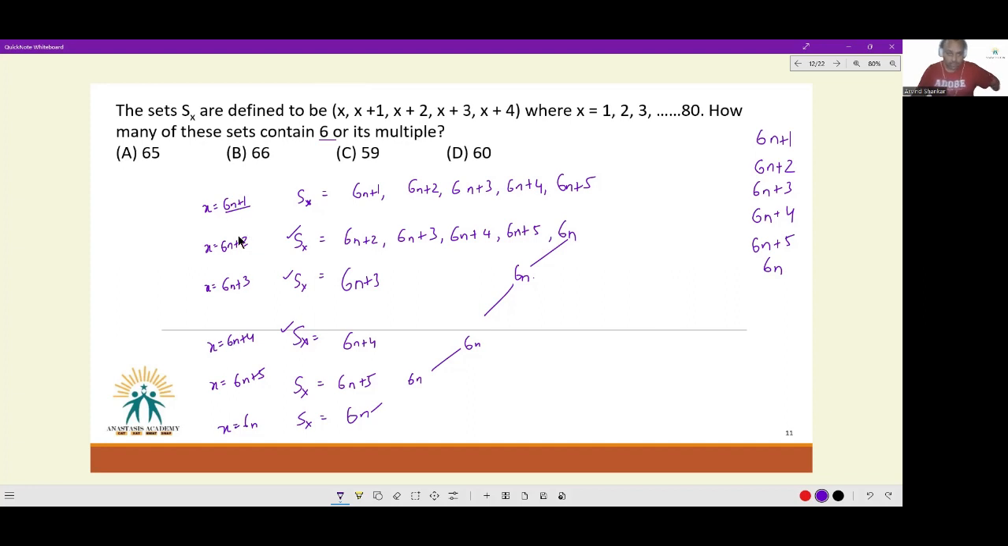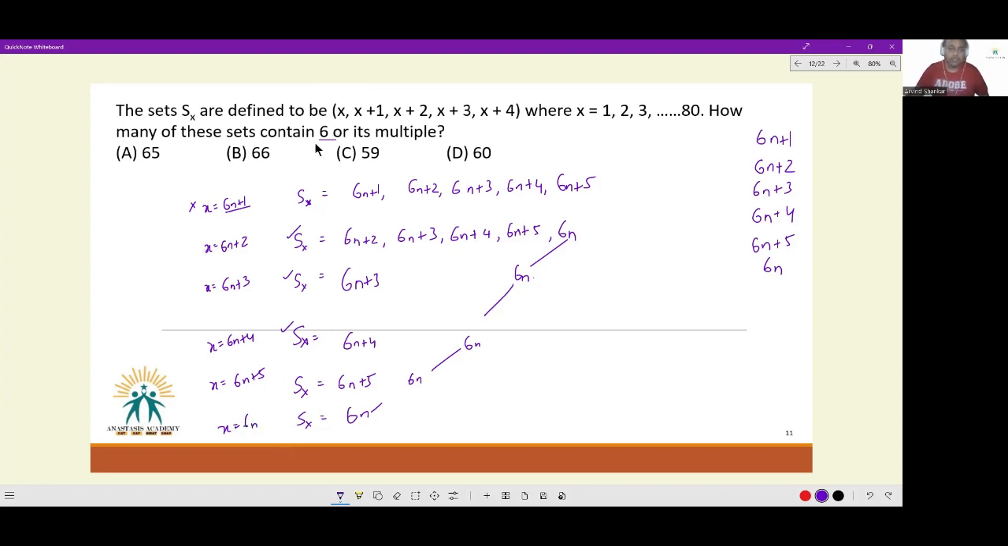So, as long as the starting number is not a 6n plus 1 kind of number, 6n plus 1 kind of number meaning a number that upon division by 6 leaves a remainder of 1, you will get a multiple of 6. And can you see, out of every 6 consecutive natural numbers, you will get one number of each of these variations.